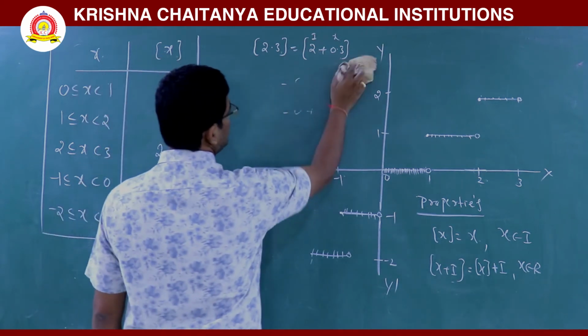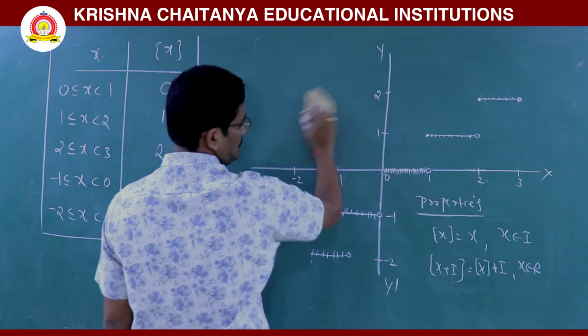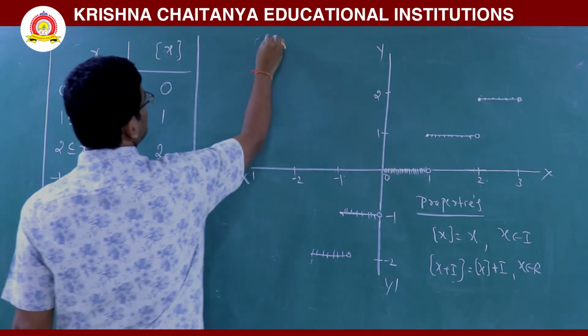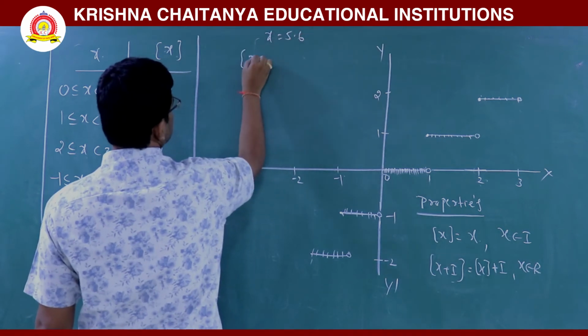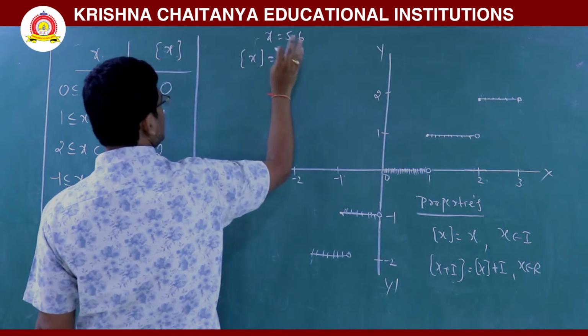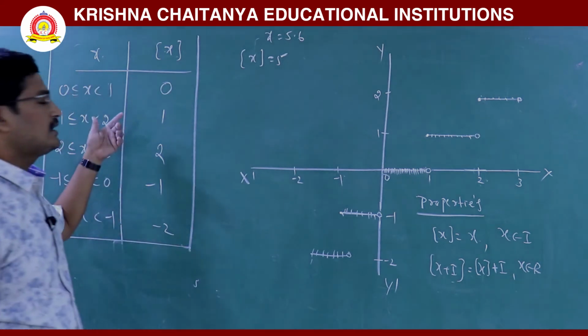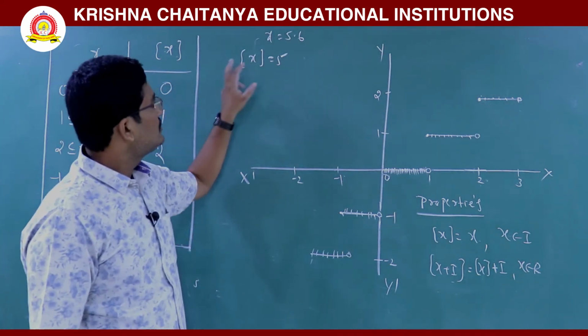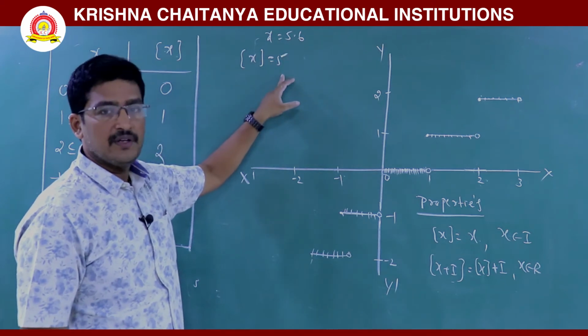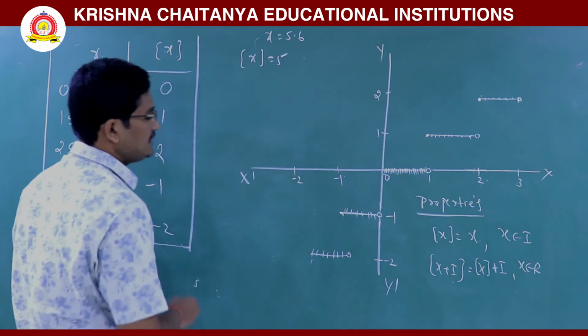Suppose x value is 5.6. Already you know that step of x is equal to 5, by this table. According to this table and the definition of step x, step of 5.6 equals 5. Just check the property there.